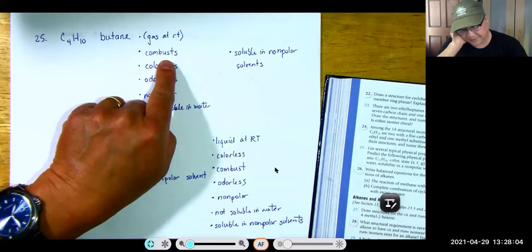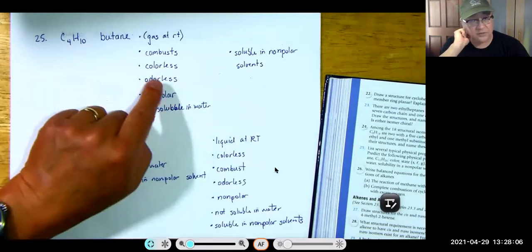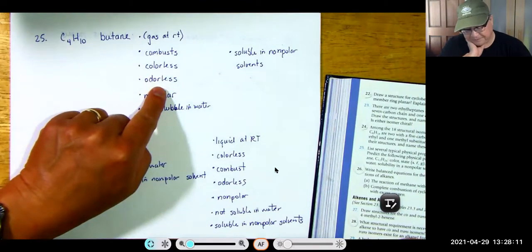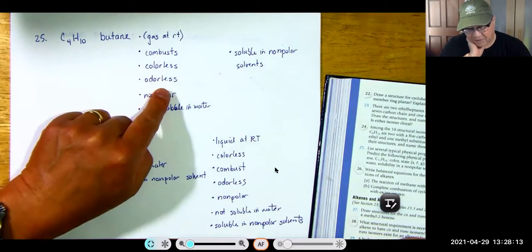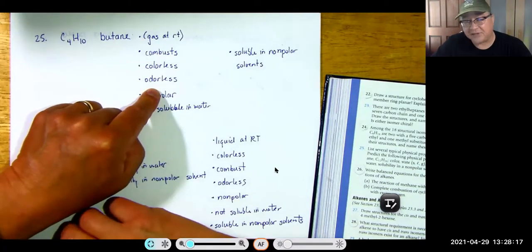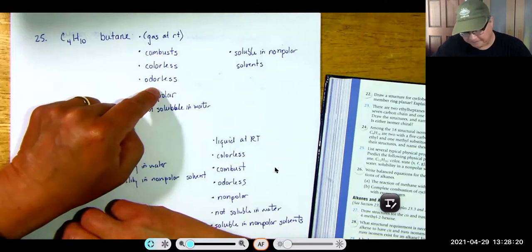It combusts. It's colorless. We don't see the gas coming out. It has no odor. And for gases that have odors, the odor has been added so that people know there is gas in the room and it could blow up.